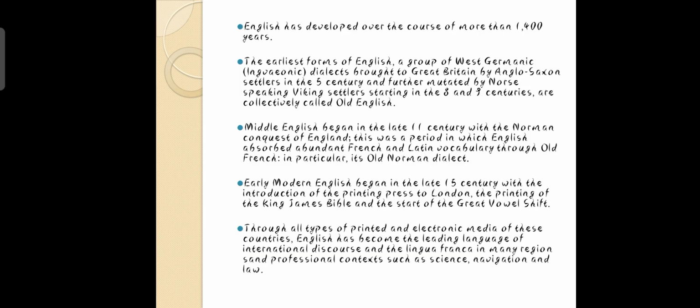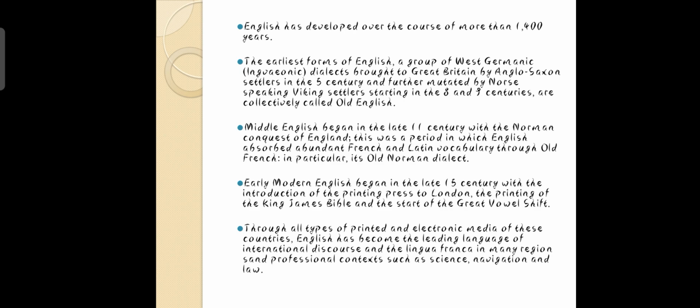1500. English has developed over the course of more than 1400 years. The earliest forms of English are a group of West Germanic dialects brought to Great Britain by Anglo-Saxon settlers in the 5th century and further influenced by Norse-speaking Viking settlers starting in the 8th and 9th centuries, collectively called Old English. Middle English began in the late 11th century with the Norman conquest of England.